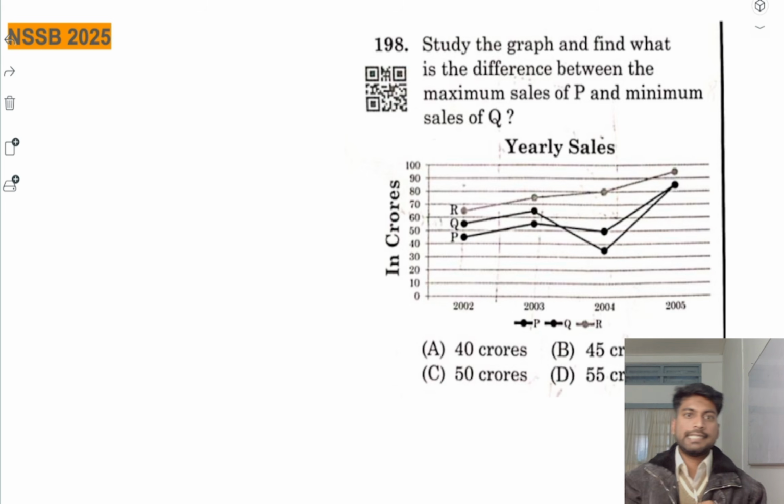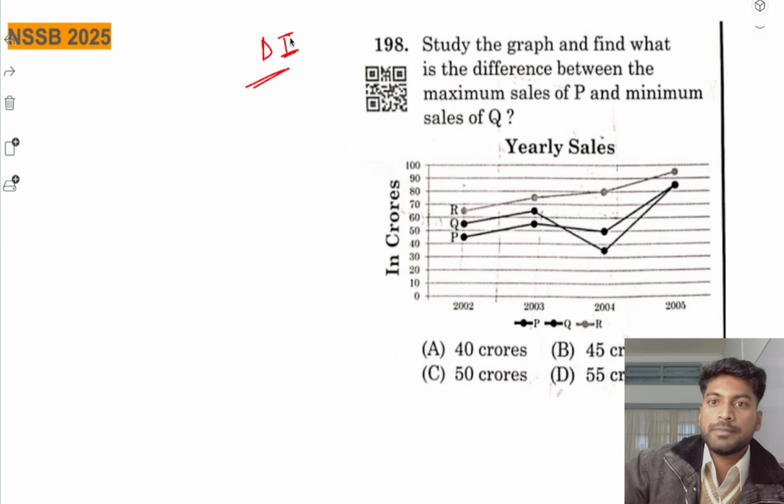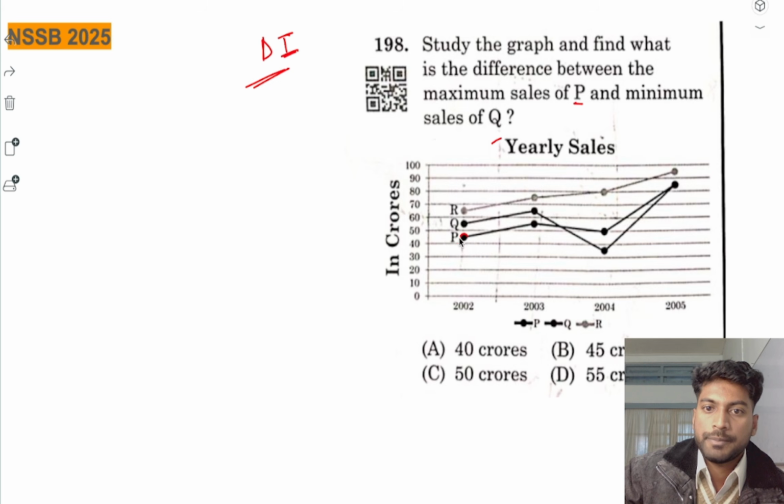Okay, this is data interpretation, DI, but it's too easy. They're saying that study the graph and find the difference between the maximum sales and minimum sales of P and Q. So देखो, this is your P and this is your Q. P का maximum sale, this is your P line, and maximum sale of P is 85.